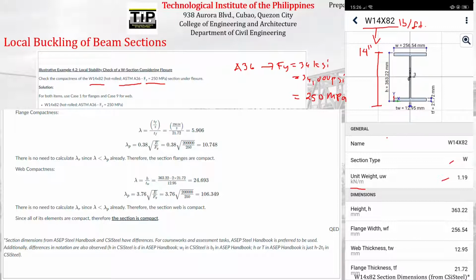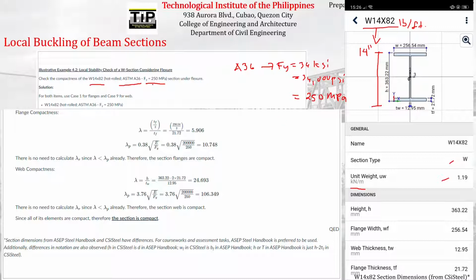Although, take note, there are usually differences between this information that you have here and the ASEP steel handbook. There will be differences, especially in the values as well as the notation. So for our course, always refer to the ASEP steel handbook. We just refer to this CSI Steel app simply for easiness of writing the solution. That's why we referred to CSI Steel here, but in our tests, always refer to the steel handbook.